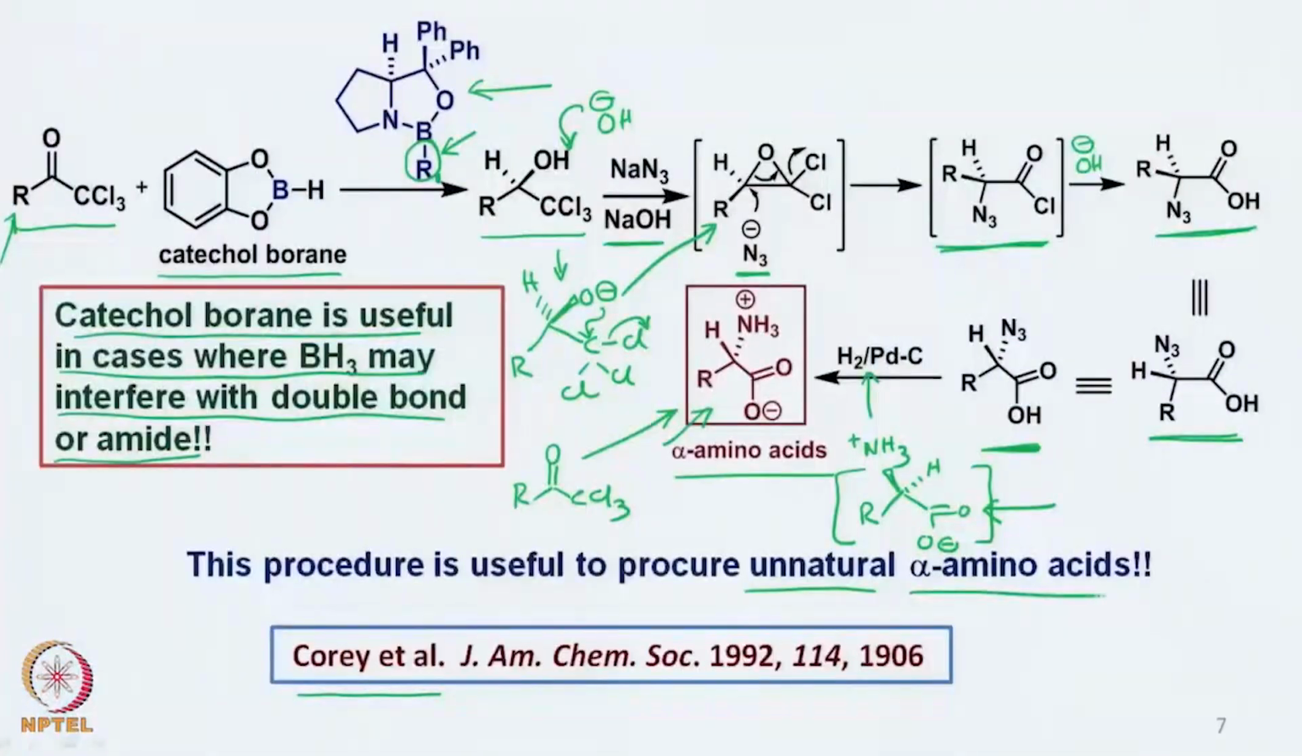And this is something very useful because unnatural amino acids are important for making different types of peptides or proteins to study their effect in biological systems. So, this is how this particular reduction has been done.